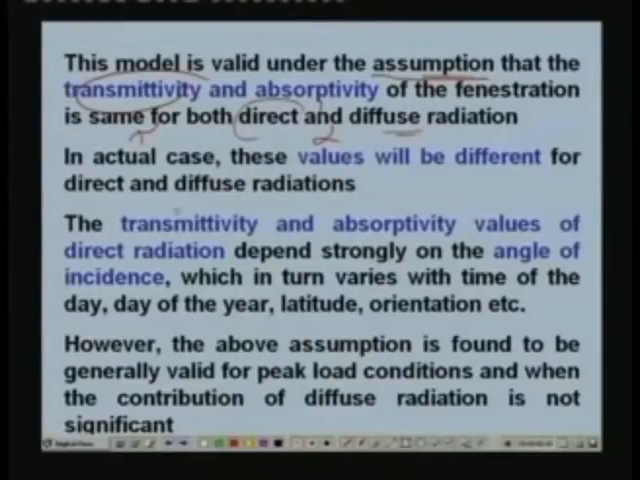In the actual case, you find that the transmittivity and absorptivity of the glass will be different for direct radiation and diffuse radiation. The values will be different, and the transmittivity and absorptivity values for direct radiation depend strongly on the angle of incidence. This is again a very important point to be remembered. The transmittivity and absorptivity of the glass for direct radiation are not constant. They are a function of the angle of incidence, and as we have seen, the angle of incidence itself varies with the latitude, with the hour angle, with the declination and with the orientation, etc. Based on this, the transmittivity and absorptivity of the glass also vary, whereas the transmittivity and absorptivity for diffuse radiation remain more or less constant.